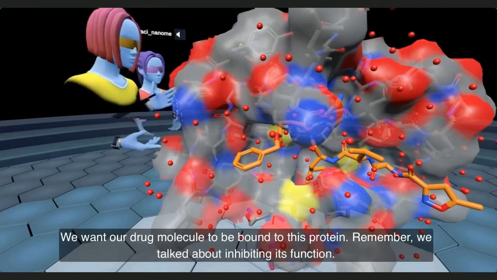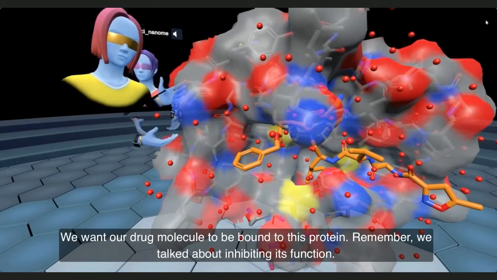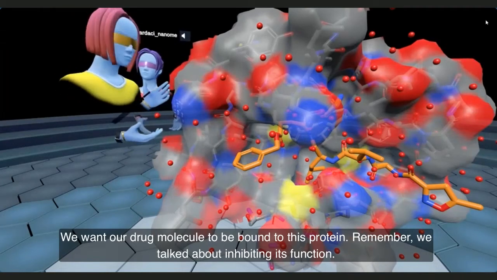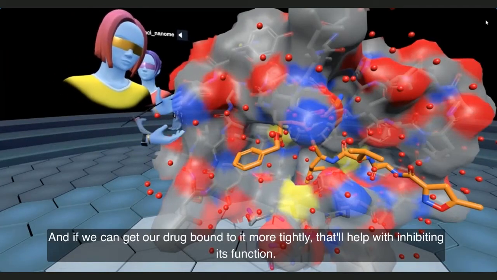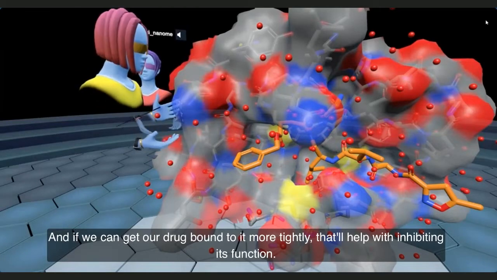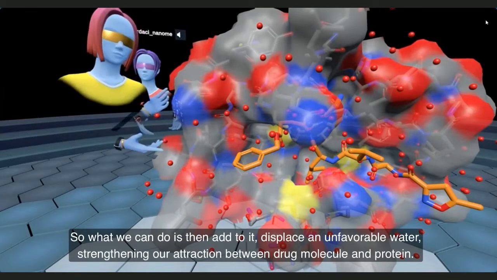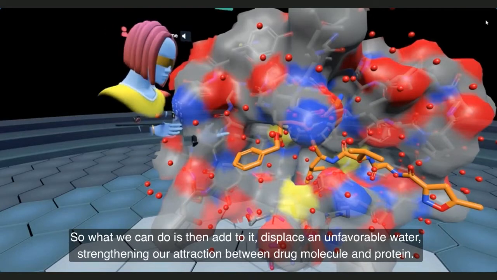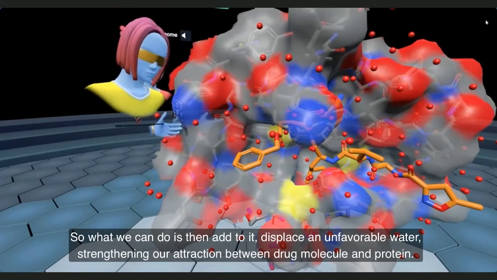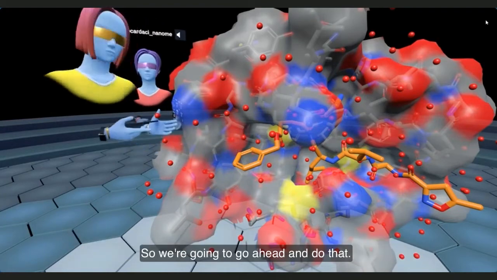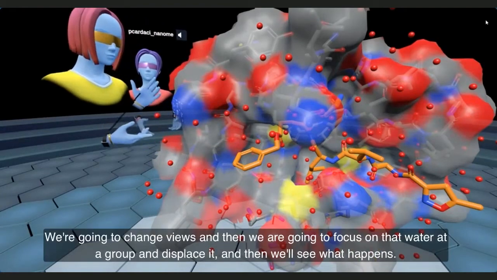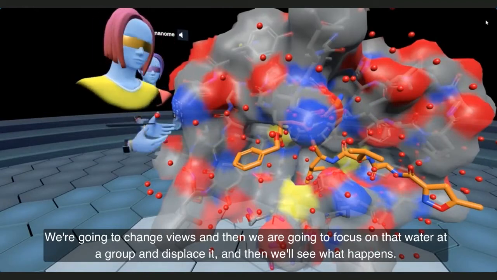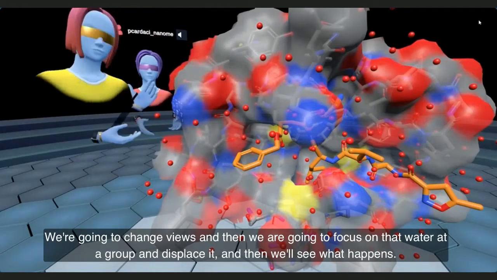And that's the goal. We want our drug molecule to be bound to this protein. Remember, we talked about inhibiting its function, and if we can get our drug bound to it more tightly, that'll help with inhibiting its function. So what we can do is add to it, displace an unfavorable water, strengthening our attraction between drug molecule and protein. So we're going to go ahead and do that. We're going to change views, focus on that water, add a group, and displace it. And then we'll see what happens.